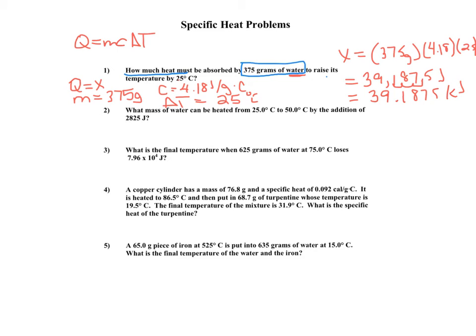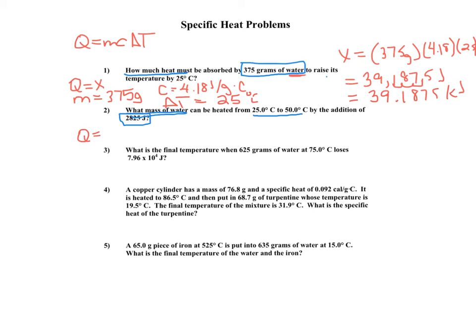Number 2 says, what mass of water can be heated from 25 degrees Celsius to 50 degrees Celsius by the addition of 2,825 joules? Okay. So clearly from the very beginning of the problem, we know that we are solving for M. So let's extract all the other variables first.